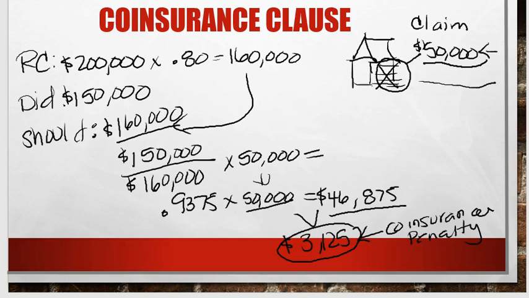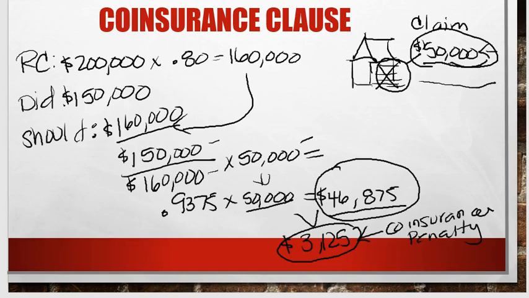Okay, so did over should times the claim equals the amount that the insurance company pays for. So we did insure it for $150,000. We should have insured it for at least $160,000, and the claim was $50,000. So if we put the formula together, we're going to get paid out $46,875 instead of $50,000 to fix a partial claim.